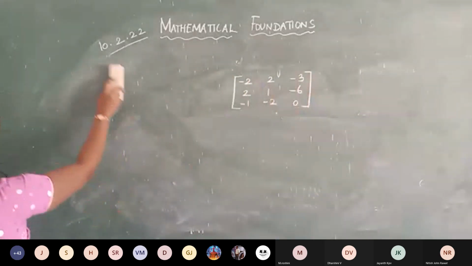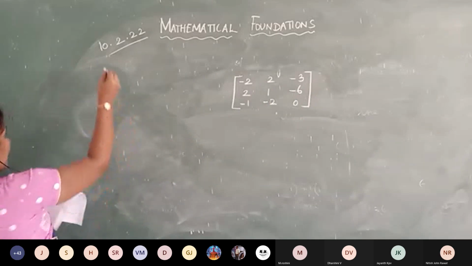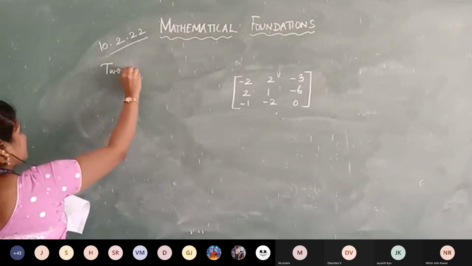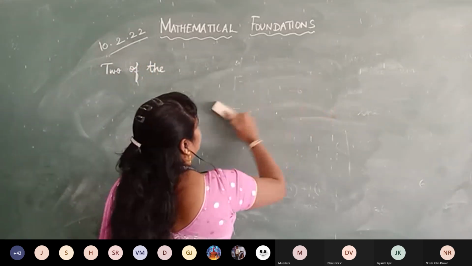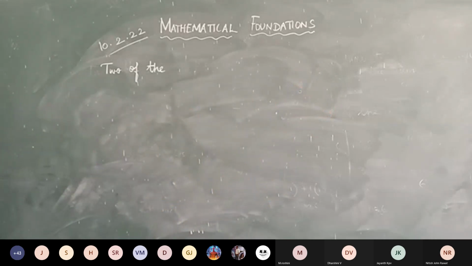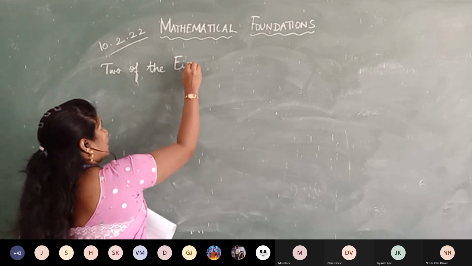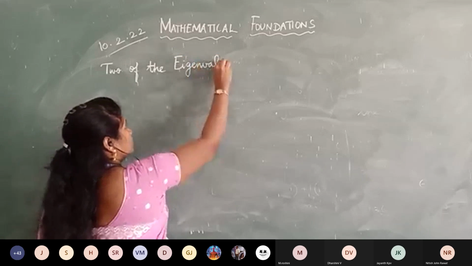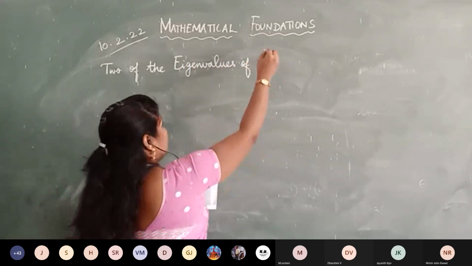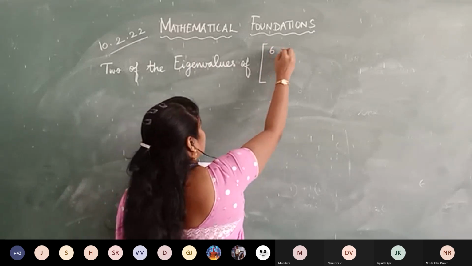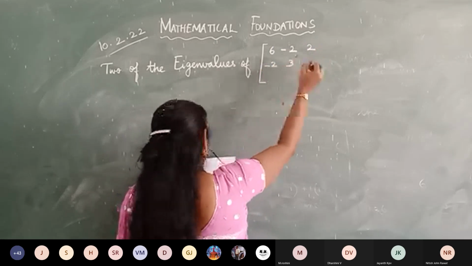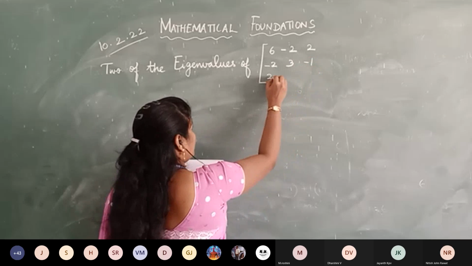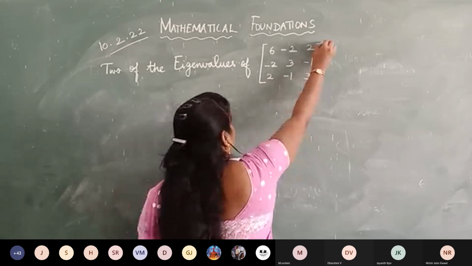So this problem you do as homework. Now write down this. Have you written this problem? Two of the eigenvalues of the matrix 6, -2, 2, -2, 3, -1, 2, -1, 3.